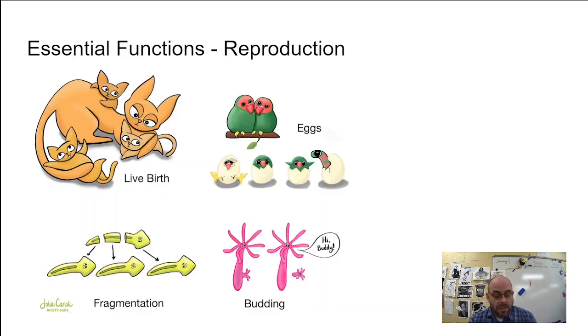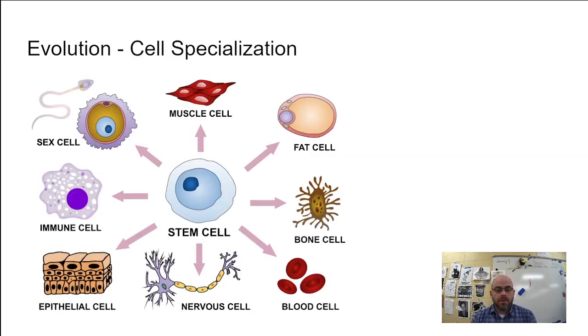Reproduction is the last of those essential functions that we're going to be talking about. And reproduction, obviously, is the making of offspring. All animals reproduce sexually, which has to do with the production of gametes. And some animals can also reproduce asexually, which means that all animals can reproduce sexually, and some of those reproduce asexually also.